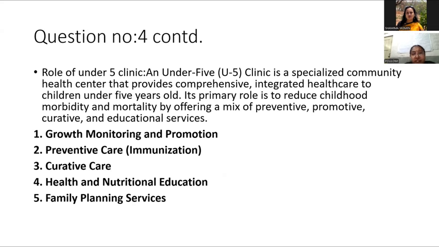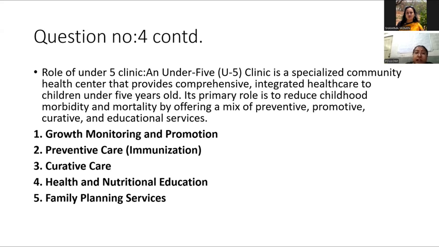Now, what is the role of the under 5 clinic? What is an under 5 clinic? It is a specialized community health center that provides comprehensive integrated healthcare to children under 5 years old. Its primary role is to reduce childhood morbidity and mortality by offering a mix of preventive, promotive, curative, and educational services. So what are the main 5 functions? For 5 marks, you have to write the 5 functions. They are growth monitoring and promotion, preventive care including immunization according to the National Immunization Schedule, curative care for common infections and illness, health and nutritional education, and family planning services.